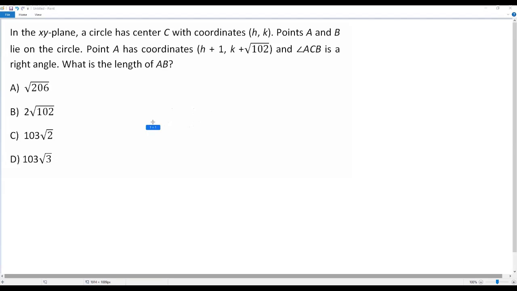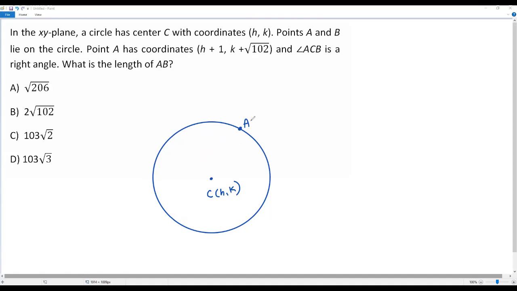Okay, first let me draw a circle. Here I've drawn a circle, and let me plot the center C with coordinates h, k. Now let me plot the point A on the circle, because the question says points A and B lie on the circle. We also have the coordinates for A, h + 1 and k + square root of 102. Let me plot the point A over here.